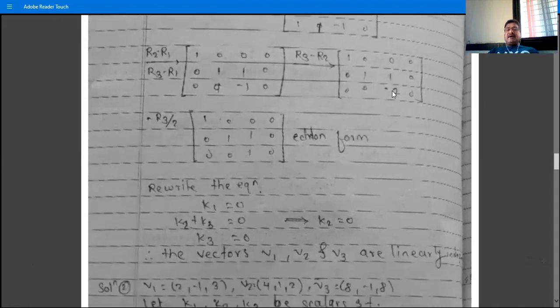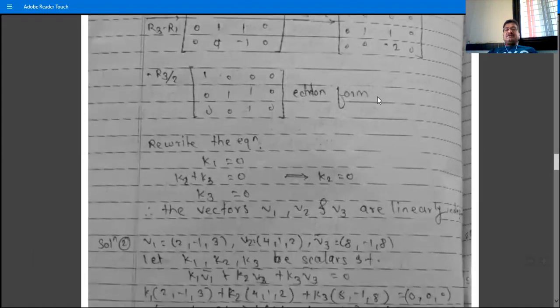Now we have to reduce this minus 2 to 1. So minus 1 by 2 R3, that is, multiply the third row by minus 1 by 2. So the first and second rows as they are, and the third row is 0 0 1 0. This is an echelon form, called row echelon form.